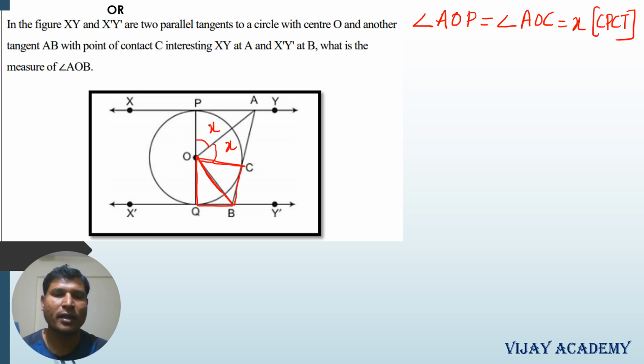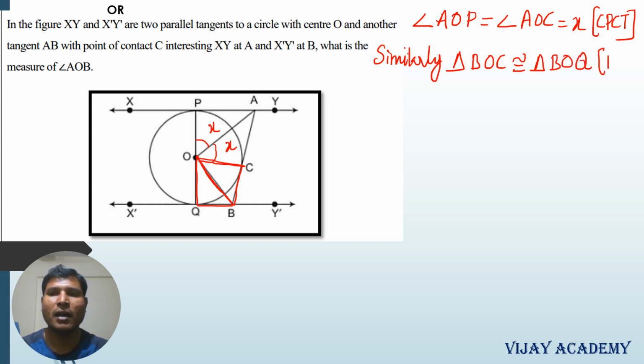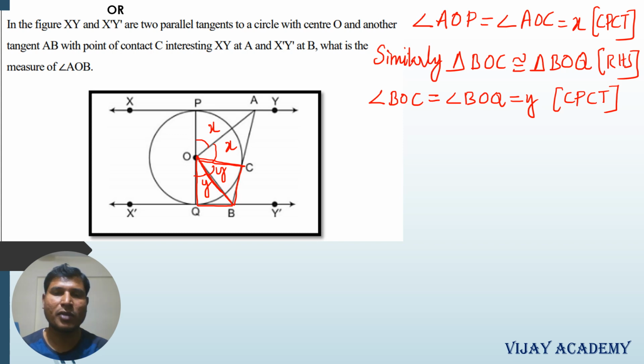Now similarly you can prove the other two triangles, which are BOQ and BOC. We can prove these two triangles congruent in the same manner. So I can directly write that similarly triangle BOC is congruent to triangle BOQ by RHS congruence rule, and therefore angle BOC equals angle BOQ, both equal to Y. So let us take this as Y. The reason is CPCT, corresponding parts of congruent triangles are congruent.